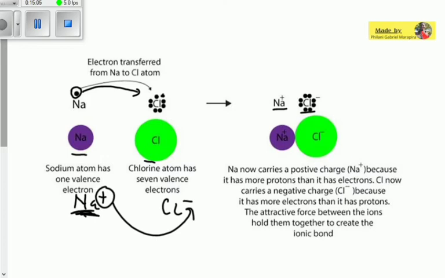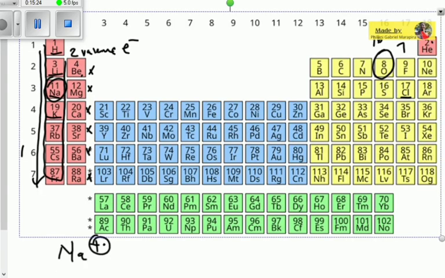So here, sodium now carries a positive charge, Na+, because it has more protons than it has electrons. It carries a charge of Na+. So this Na+, let's differentiate it from the Na. In the periodic table, you can see that it is just written as Na. So when it loses an electron, then it becomes Na+.